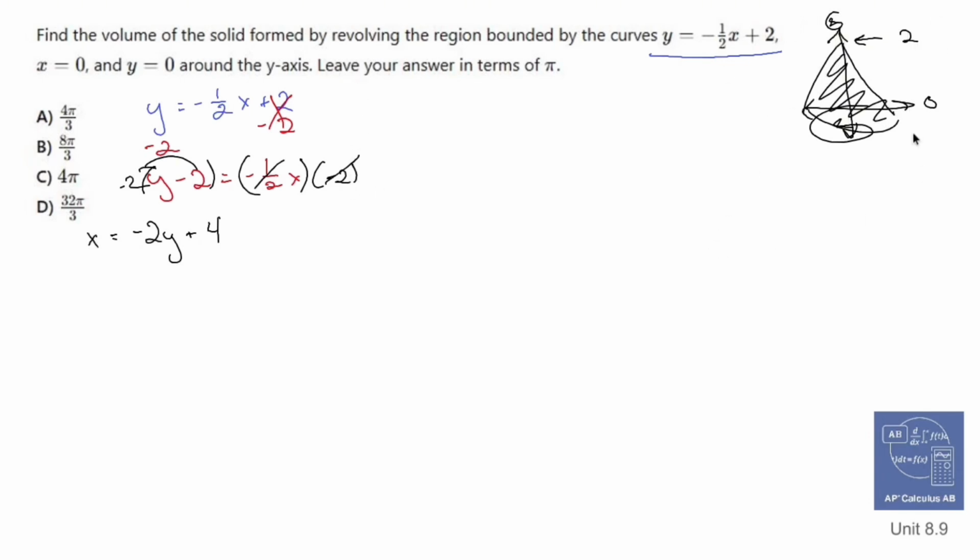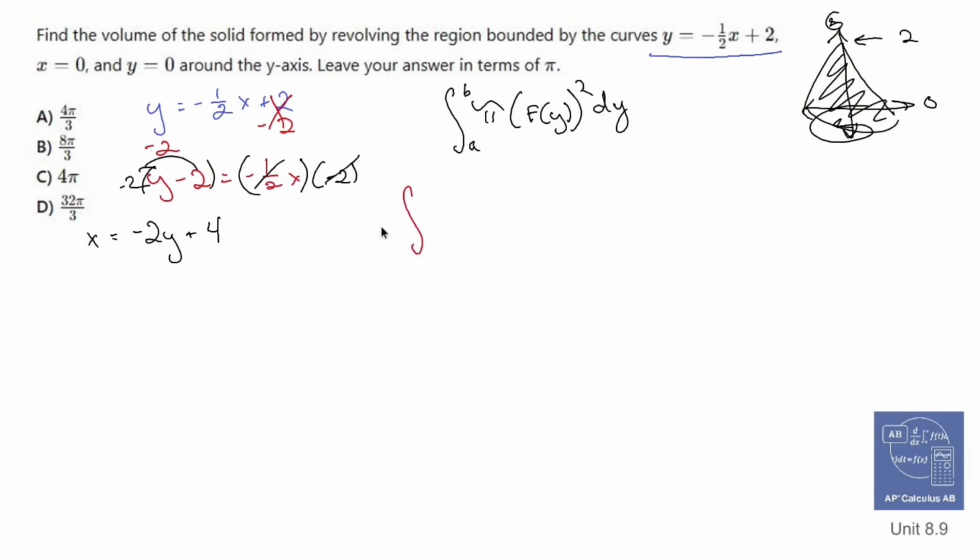Usually I focus on my limits being the x values, but in this case I'm focusing on my limits being the y values because I'm spinning this around the y-axis. So my limits are going to be 0 and 2. Now this is using what's called the disk method. The disk method says we take our limits and we integrate pi f of x, or in this case f of y, squared dy. Negative 2y plus 4 is my new f of y. My limits are a and b, which are 0 and 2, and I'm going to have pi, and I'm going to square everything. So let's set that up.